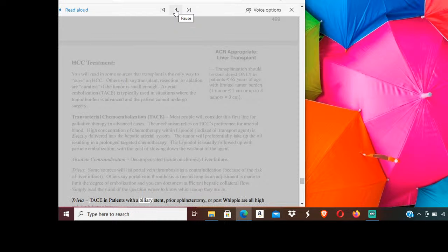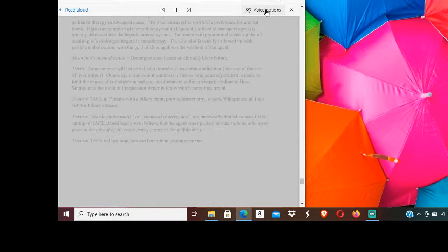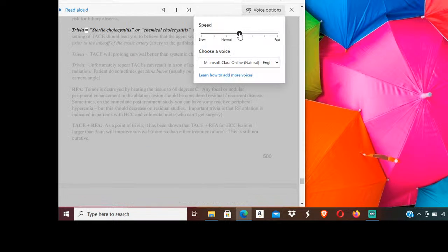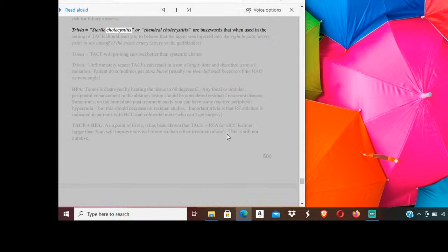Trivia: TACE in patients with a biliary stent, prior sphincterotomy, or post-Whipple are all high risk for biliary abscess. Trivia: sterile cholecystitis or chemical cholecystitis are buzzwords that, when used in the setting of TACE, should lead you to believe that the agent was injected into the right hepatic artery prior to the takeoff of the cystic artery to the gallbladder. Trivia: TACE will prolong survival better than systemic chemo.